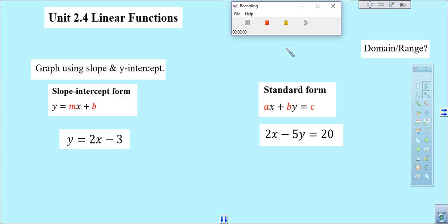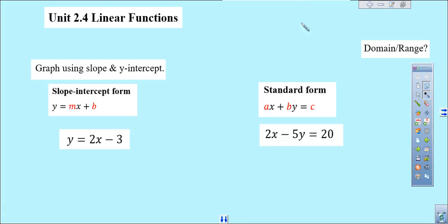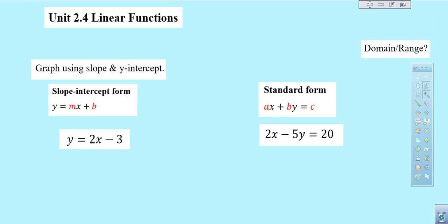Okay, in this video what we're going to do is talk about how we graph an equation when it's given to us in two different forms. And then we'll bring up the concept of domain and range again. But we've covered that pretty sufficiently inside of our previous videos for section 2.3b, so we'll just touch on it real quickly as we're working.